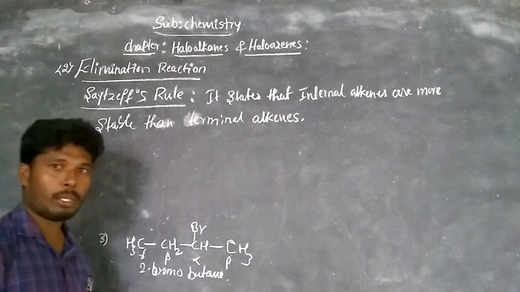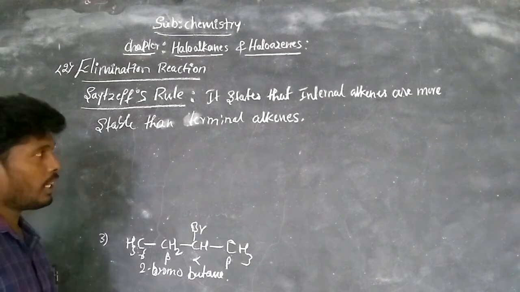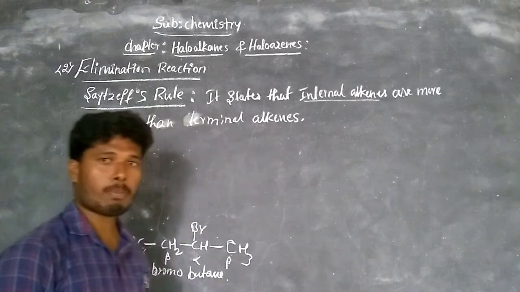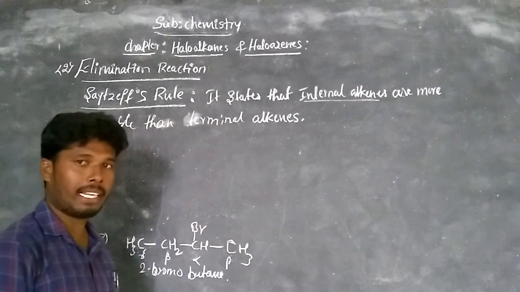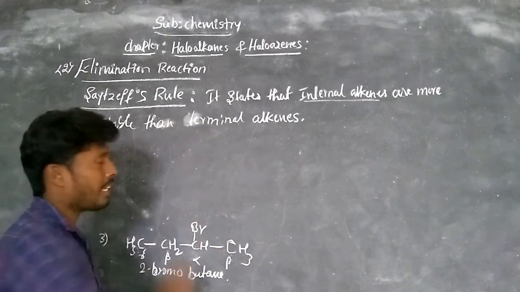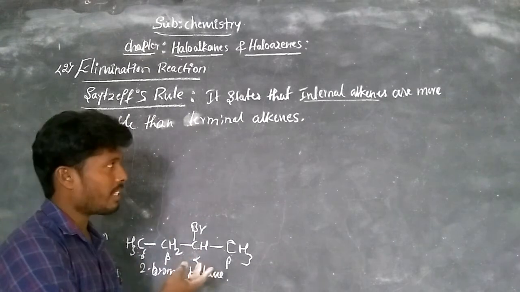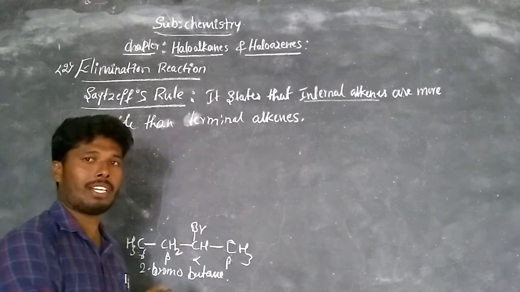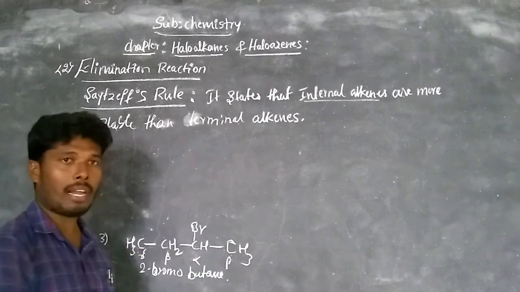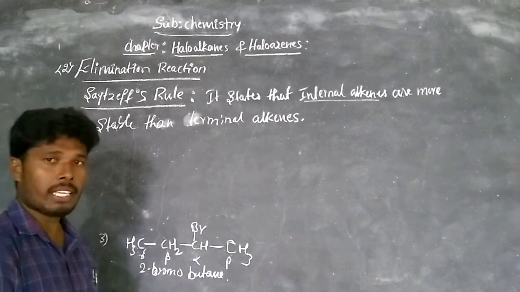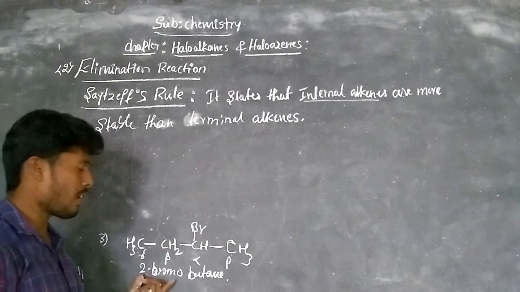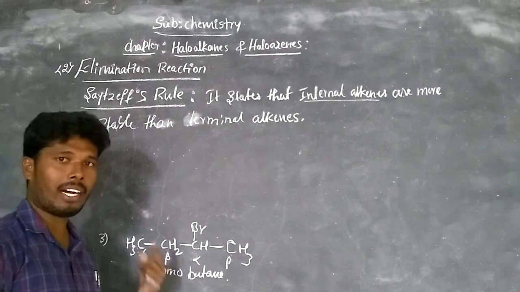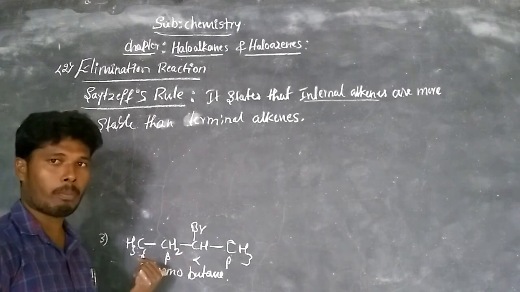This is the statement of Saytzeff's rule. An internal alkene is one where the double bond is present inside the chain, and a terminal alkene is one where the double bond is present between the terminal carbon atom and the second carbon atom. Based on Saytzeff's rule, we are solving this problem. It applies to secondary alkyl halide or tertiary alkyl halide compounds.